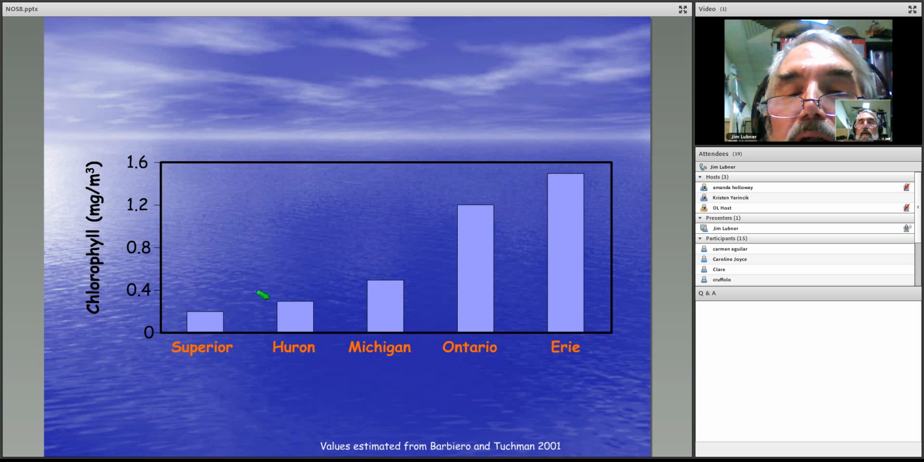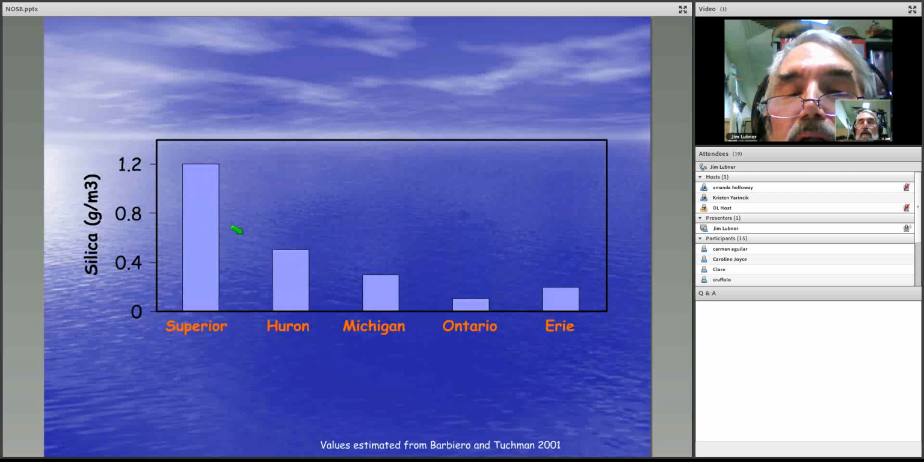And actually, these levels have probably come down a bit. There's probably less chlorophyll being produced at this point in time because of, again, the ecosystem changes that are caused by invasives like zebra mussels.